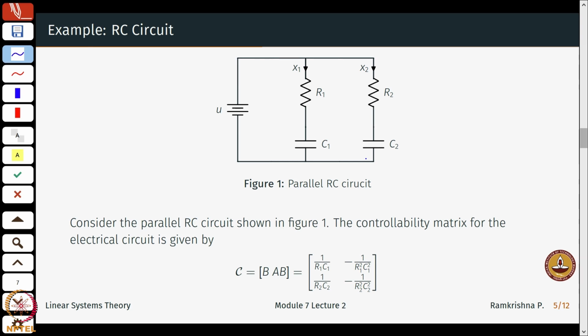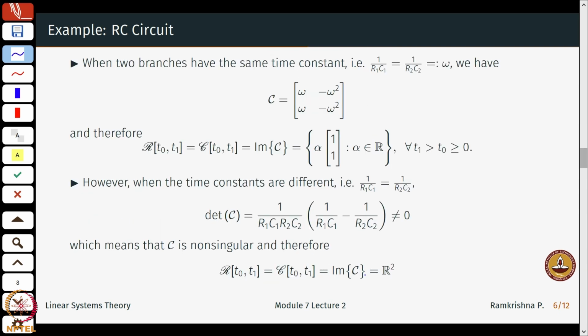So, I can start with that parallel RLC circuit and check, okay, what is the rank of the controllability matrix. The C takes this form, 1 over R1 C1, 1 over R2 C2 and so on. Okay. So, what happens when both the branches have the same time constant? Then C takes some form like this, okay, and therefore, R of C, which is equal to the image of C, will be something like this, or just of dimension 1. However, when the time constants are different, this case we already inferred earlier. Now, we are just computing it via the controllability matrix.